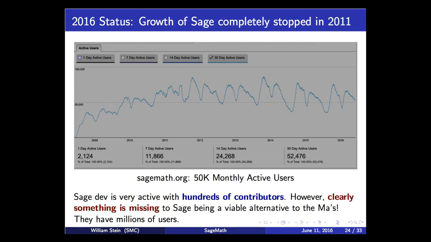Like often they'll be like, can Sage do anything with 3D graphics? And the answer is yes, we do a huge amount with 3D graphics since 2008, but they don't know that. But, yep.